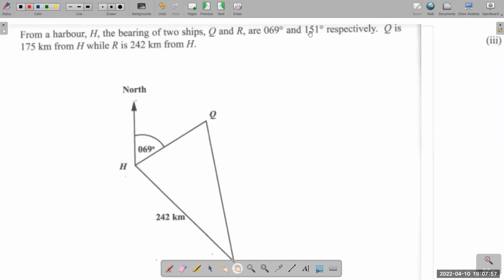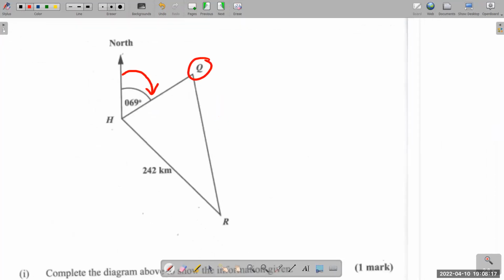They didn't give us an angle here. That's the same thing I was telling y'all before: always read and insert accordingly. From H, good. The bearing of two ships, so that means it's two bearings. Let me show you. This is the first bearing, that's the ship Q. And where's the second bearing? Straight over to R. Everybody see that?